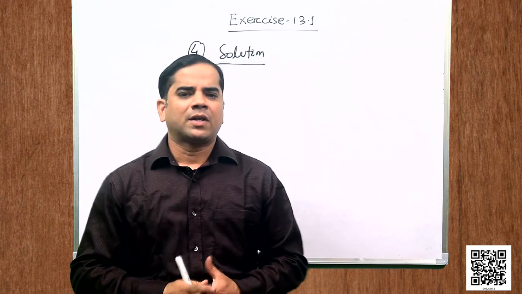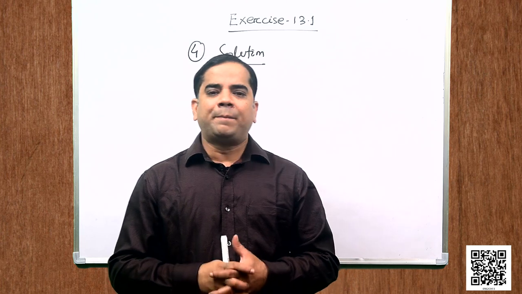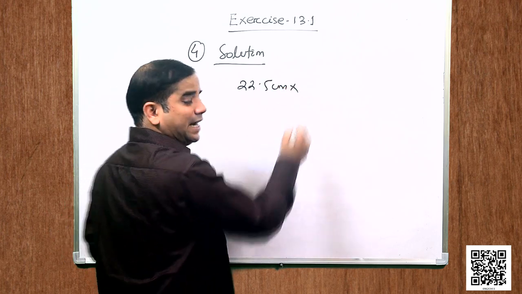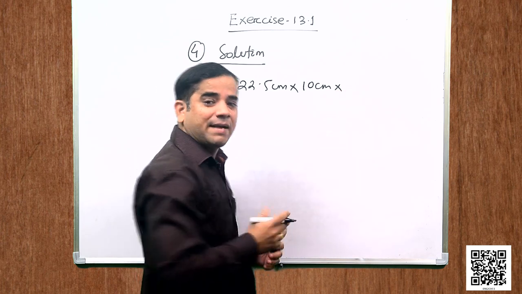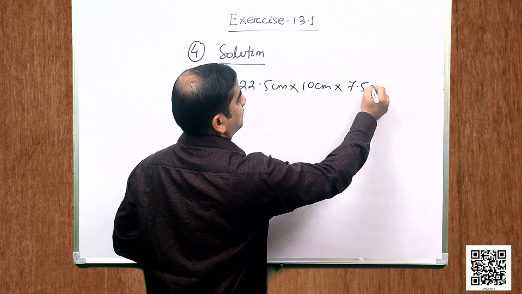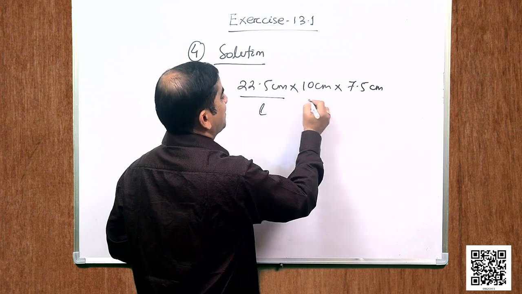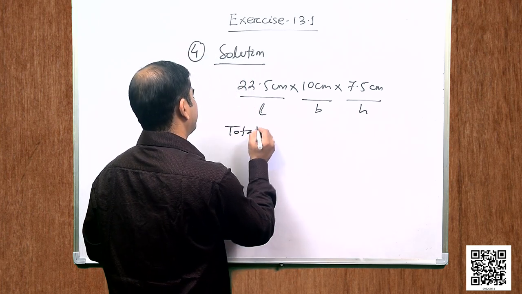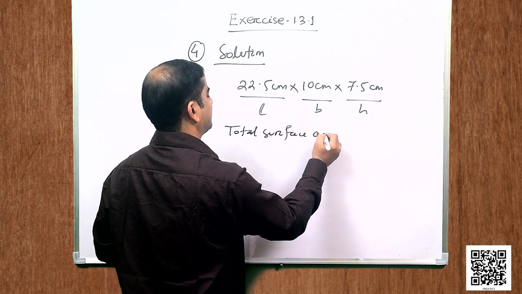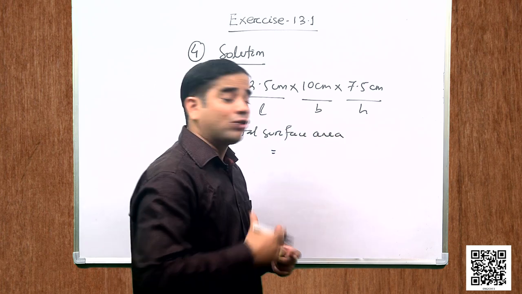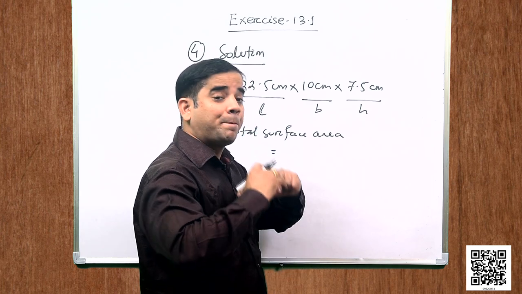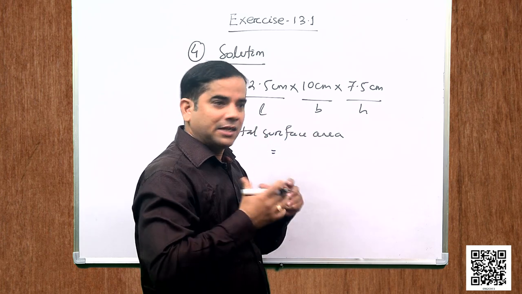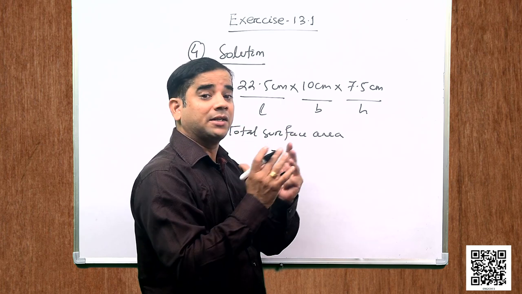Okay. So, the dimension of the brick is given, that is 22.5 centimeter into 10 centimeter into 7.5 centimeter. That means these are the length, breadth and height. Fine. So, total surface area. Why do we need to find out the total surface area? Because each brick is to be painted throughout. So, it has to be covered, all the areas, that is the outer part of the brick, which is nothing but the total surface area.